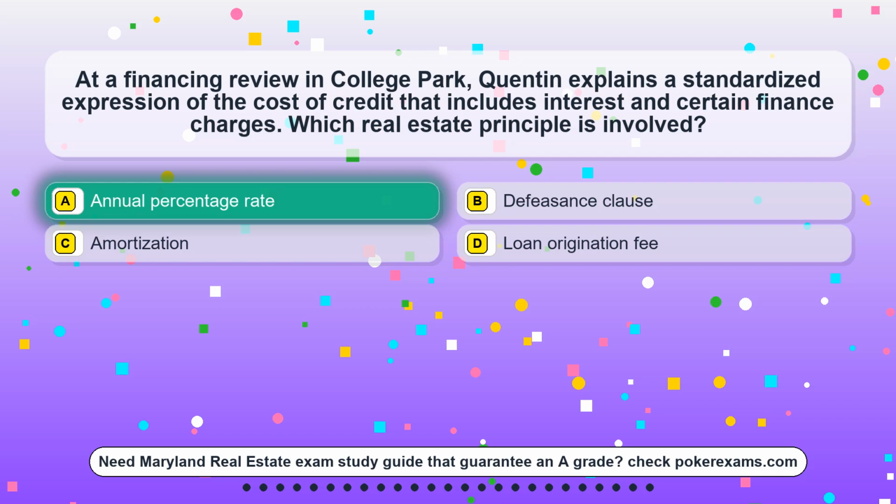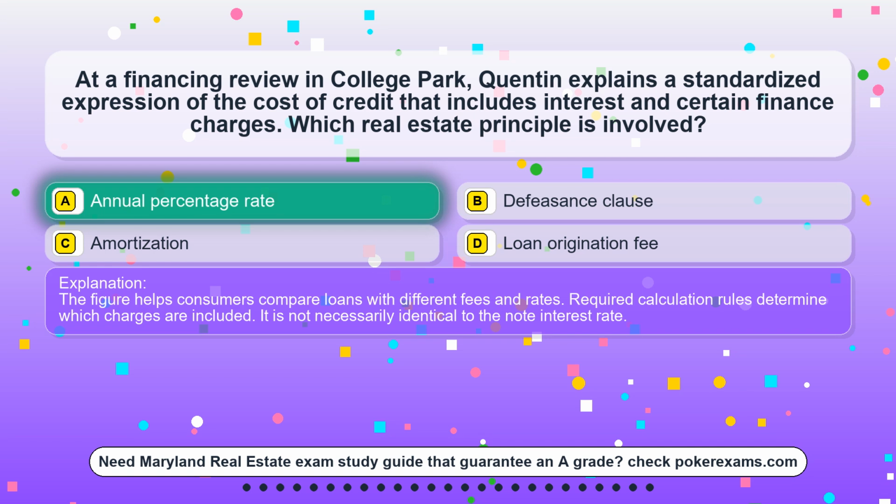The correct answer is option A, annual percentage rate. The figure helps consumers compare loans with different fees and rates. Required calculation rules determine which charges are included. It is not necessarily identical to the note interest rate.